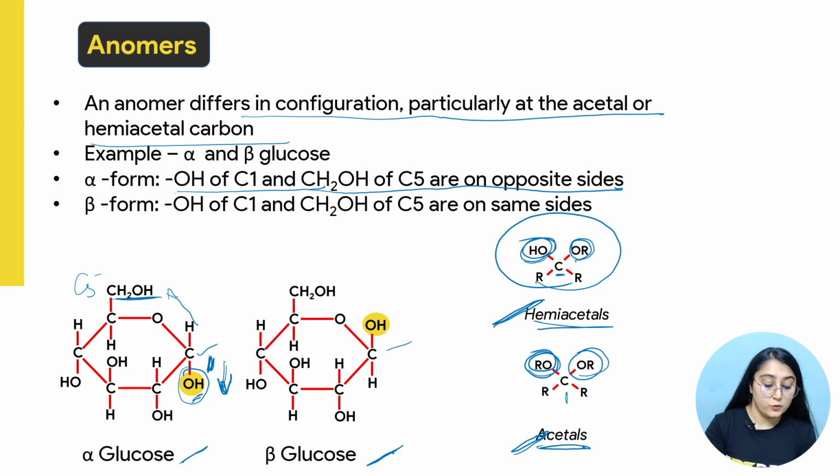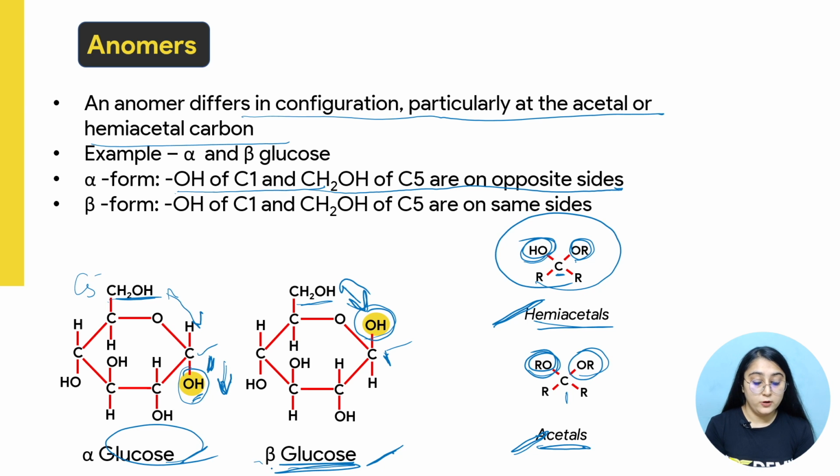So the OH groups over here are on the opposite side. Such a form is called alpha glucose. Similarly, if they are on the same side, we call it beta glucose, like here. The carbon one over here, which is a hemiacetal, has an OH group, and this OH group is present on the same side. Therefore, this is called beta glucose.